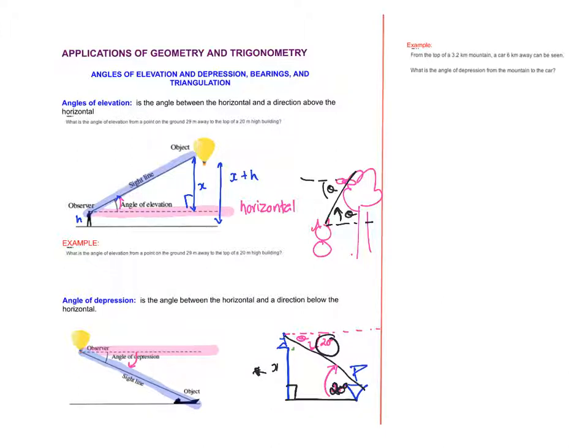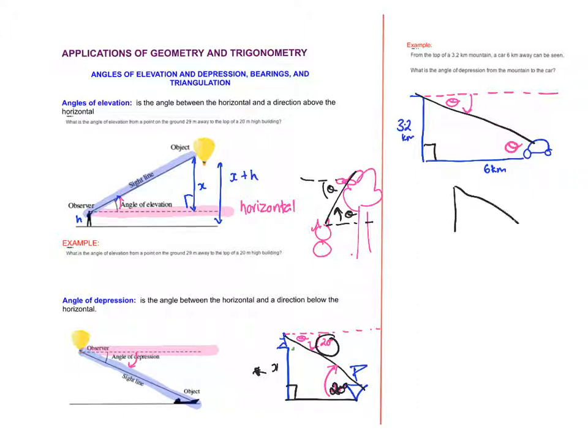All right, we've got a little example over here. From the top of a 3.2 kilometre mountain, a car is 6 kilometres away. They're a little bit vague on this, so I'm just going to say that's 6 kilometres. What is the angle of depression from the mountain to the car? Remember I said join the two objects up. The angle of depression will be measured from the horizontal, so they want to know that. But I know that's the same as that angle there. So in the end, I've got a little right angle triangle.